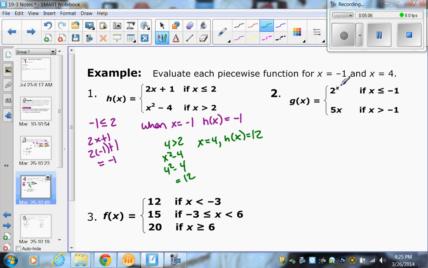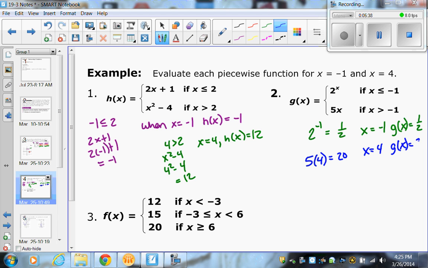Let's try another one. -1 is less than or equal to -1, so that's going to be plugged into the 2 to the x. That gives me 2 to the -1, which is just 1/2. So when x equals -1, g of x equals 1/2. For 4, 4 is greater than -1, so that's going to go in the 5x. So 5 times 4 is 20. So when x equals 4, g of x equals 20.